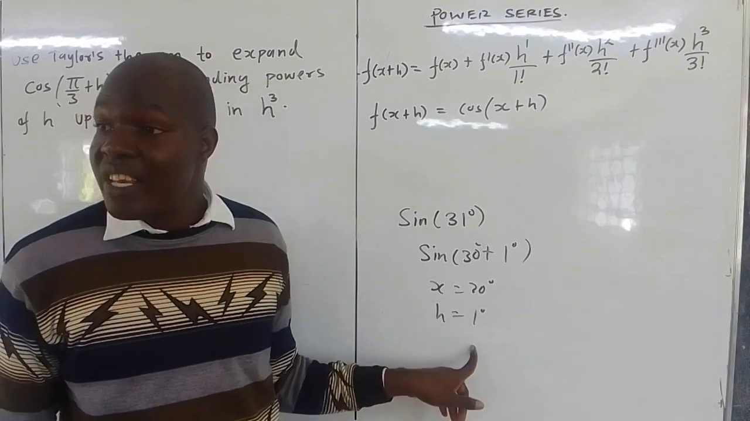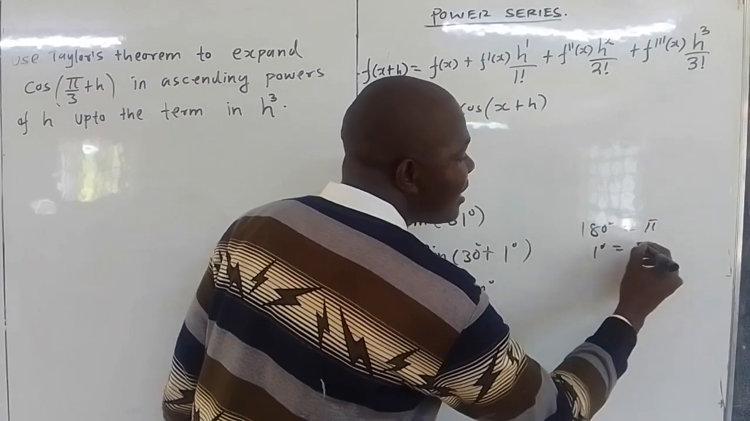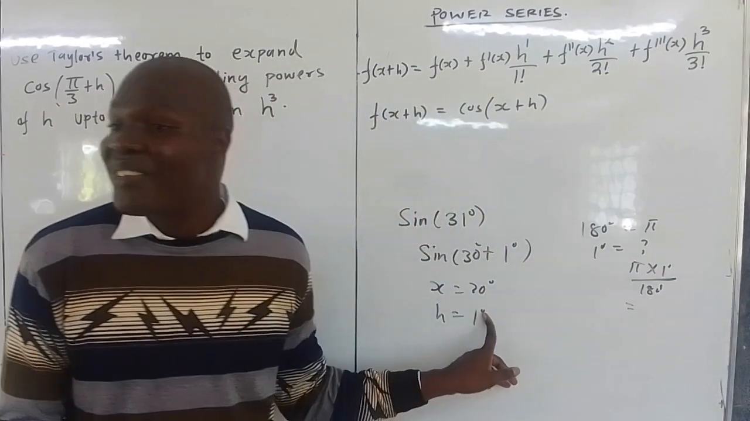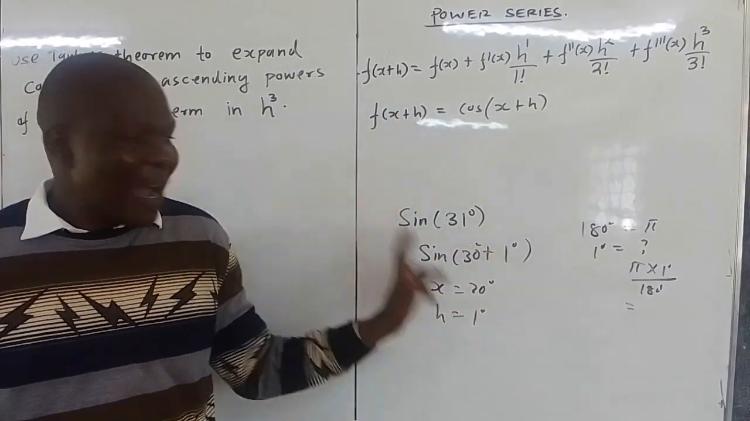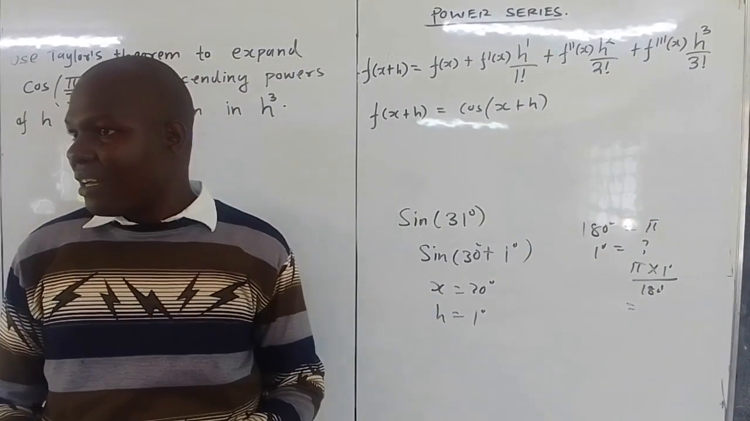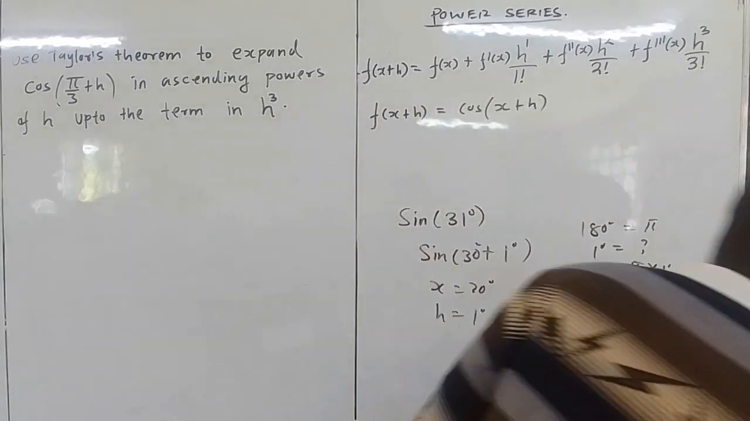So h is not 1 degree. You know very well that 180 degrees is pi, therefore 1 degree is what? Pi times 1 degree over 180. Then you have changed these degrees into pi radians, so you can multiply them, because they are always a product. Are we together? Is that well understood? Yes. Good.